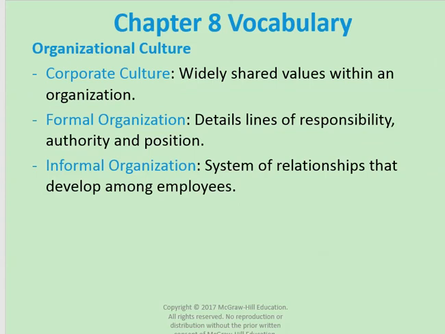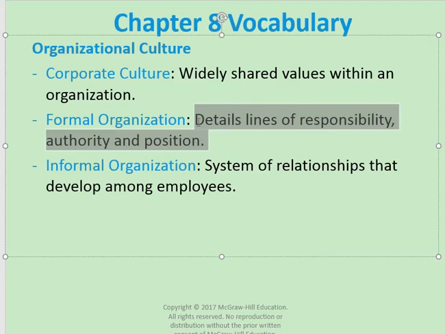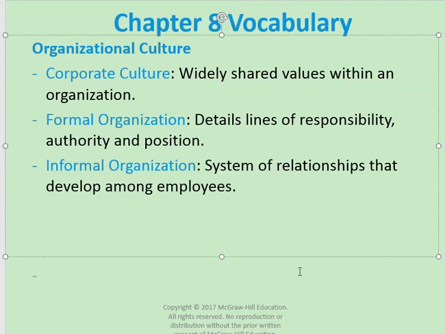One of the other things that you need to be aware of when you're talking about organization is that every organization has a culture. There's a corporate culture, which is kind of the widely shared values within an organization. And within that culture, you have both a formal and informal organization. Formal are kind of those lines of authority. You saw we had that organization chart where you're posting, hey, this is your job. Maybe you're putting it in writing or a memo.